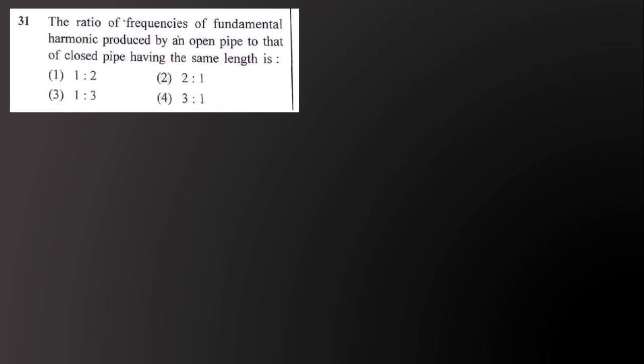The ratio of fundamental harmonics produced by an open pipe to a closed pipe having the same length is equal to what? Well, if I consider one open pipe, this is the fundamental harmonic. In this case, this length encloses half of the wavelength, and in the closed pipe of the same length, it will only enclose a quarter of the wavelength.